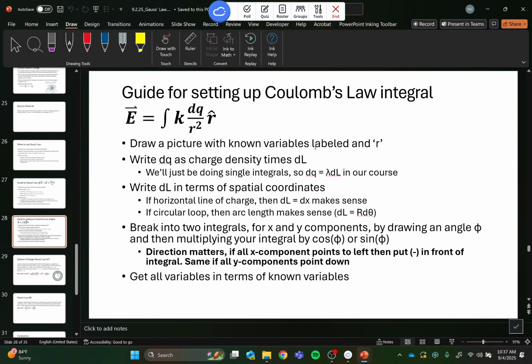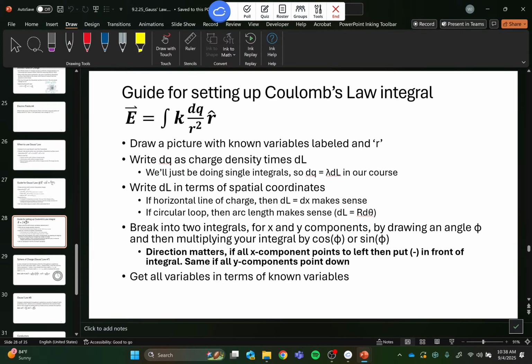Then put dl in terms of spatial coordinates that are relevant for your problem. If it's a rod going left and right, you're probably going to use dx because x goes left and right. If you have an infinite rod that goes up and down, then you're probably going to make it dy because it's going up and down. You're integrating over this object. If you have a circular shape, you're going to use the arc length. So you're going to change that dl to r d theta, because that gives us the length of a piece of a circular thing.